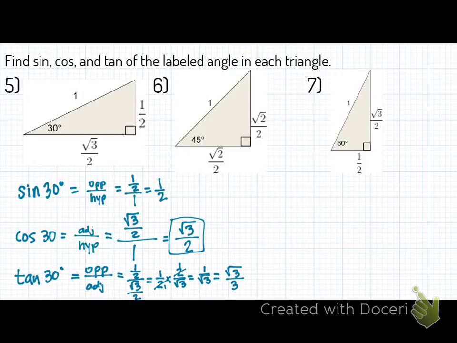I'd like you to do the same thing for 6 and 7. You've got sine, cosine, and tangent of each of these. You'll notice similar numbers, okay? So I'll give you about 2 to 3 minutes to do this. Ready, set, go.